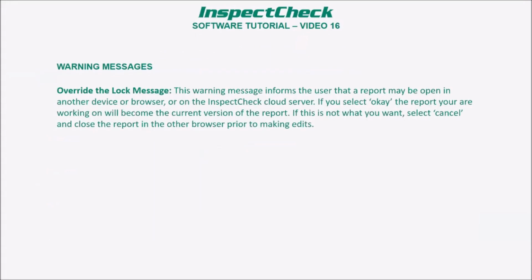So the override lock message informs the user that a report may be open in another device or browser or on the InspectCheck cloud server. If you select OK, the report you are working on will become the current version of the report, and it will override what was there. And that's usually what you want to do. If this is not what you want, select cancel and close the report in the other browser prior to making edits. That's if someone else might be working on it in a different location.